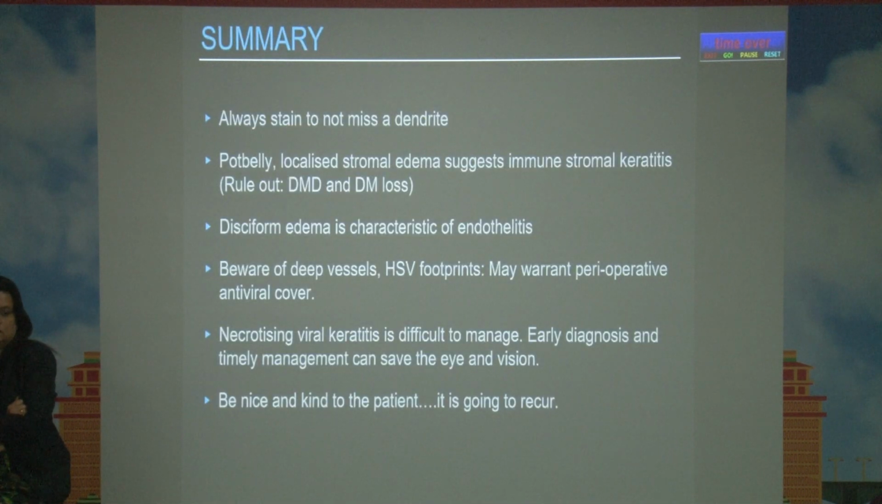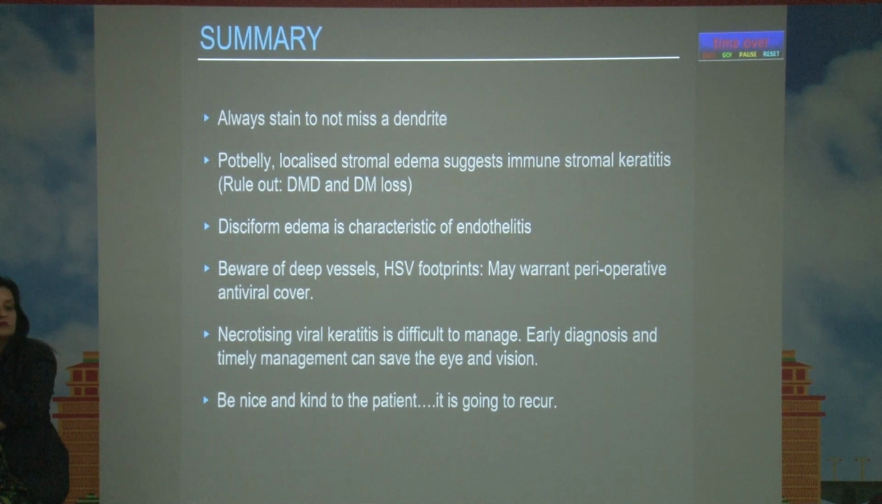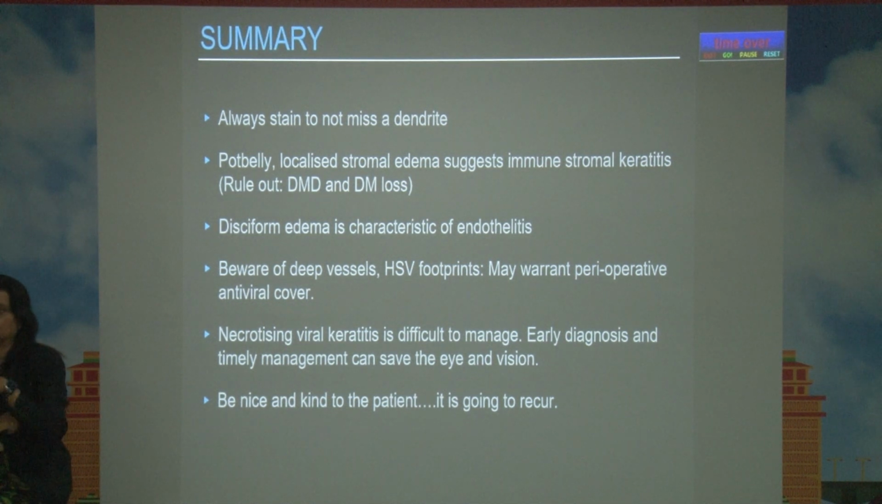So, summarizing: always stain so that you do not miss a dendrite. Pot-belly edema and localized stromal edema suggest immune keratitis. Disciform edema, disc shaped, is characteristic of endothelitis. Beware of deep vessels and HSV footprints, and it may warrant perioperative antiviral cover. Necrotizing viral keratitis is difficult to manage.